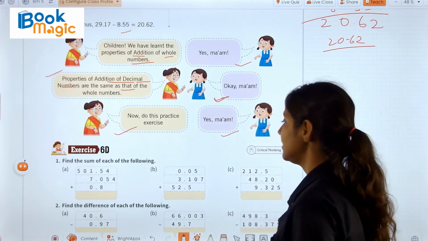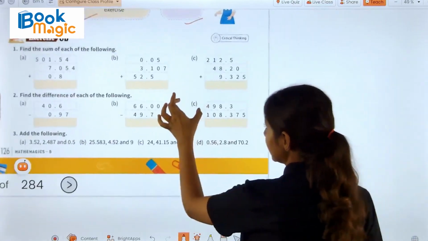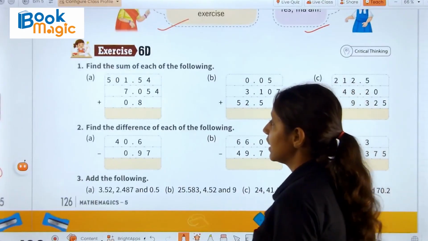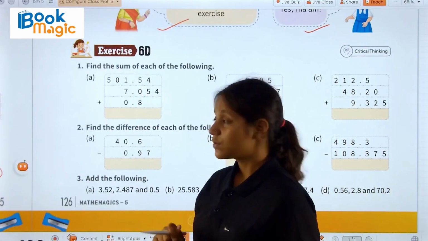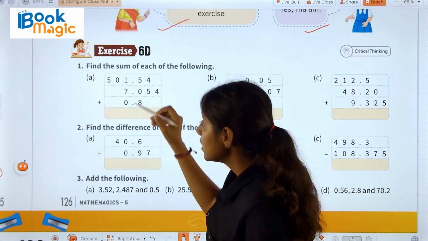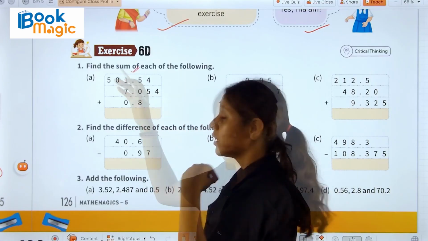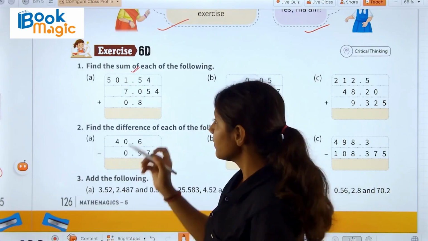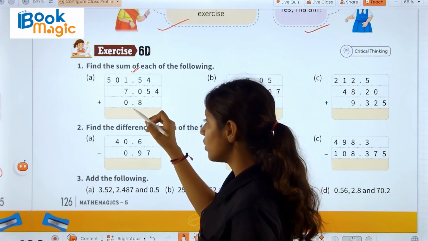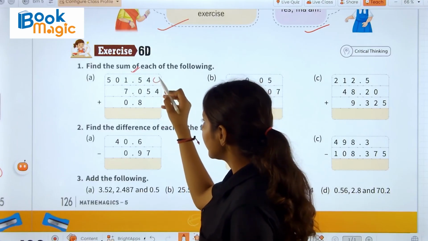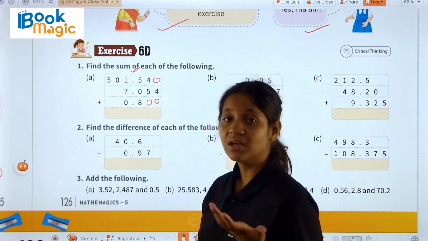Student replied, yes ma'am. Here we have exercise 60. Find the sum of the following. So let's do this. Here we have three values. We are writing the decimal just below, so it should be column wise. The dots are placed one over the other. Now we are writing zeros here to make them like decimals.